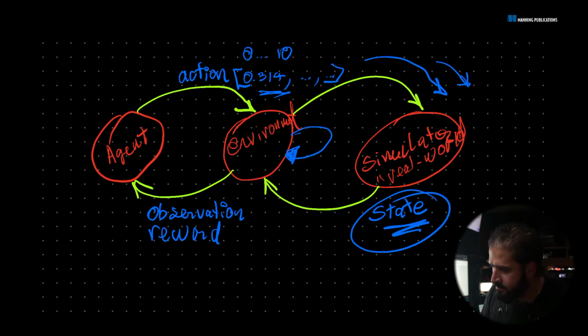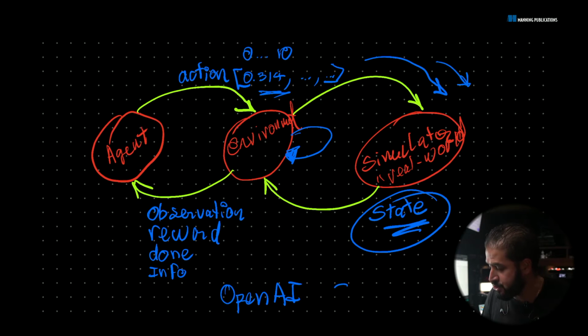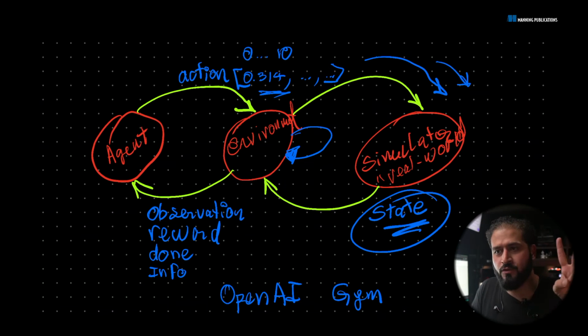And then, usually not mentioned because they're used in a different way, the done and the info stuff. Now, what I'm describing here is what OpenAI came up with. So when you hear OpenAI Gym, what people are referring to is twofold.